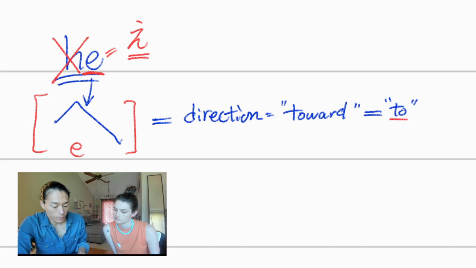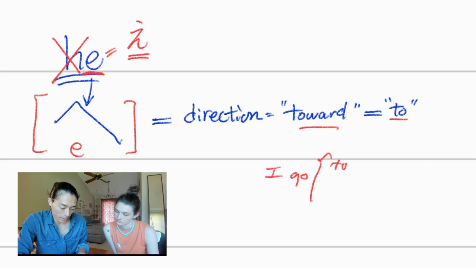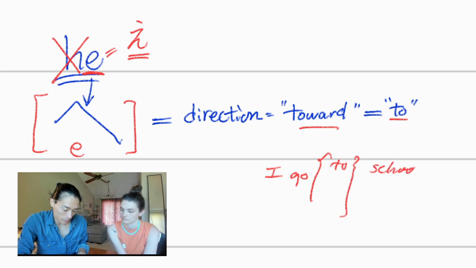What's the difference between to and toward? For example, I go to school versus I go toward school. Toward school feels like you are in that motion already, whereas if you say I go to school, it seems like maybe you're not going to school right then. Okay, that difference, and that is true.